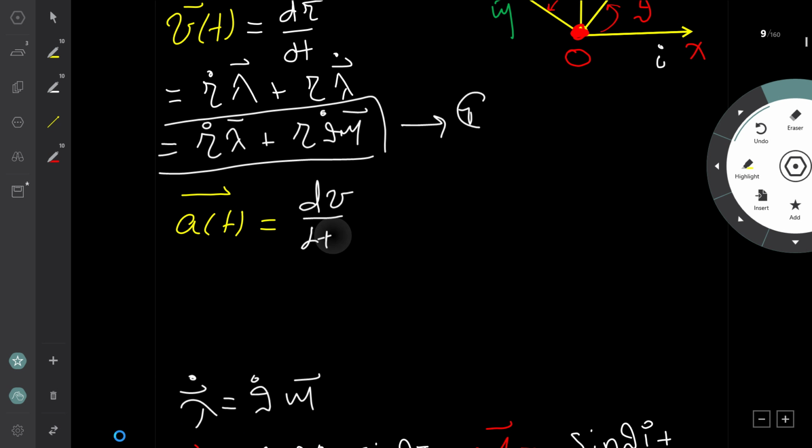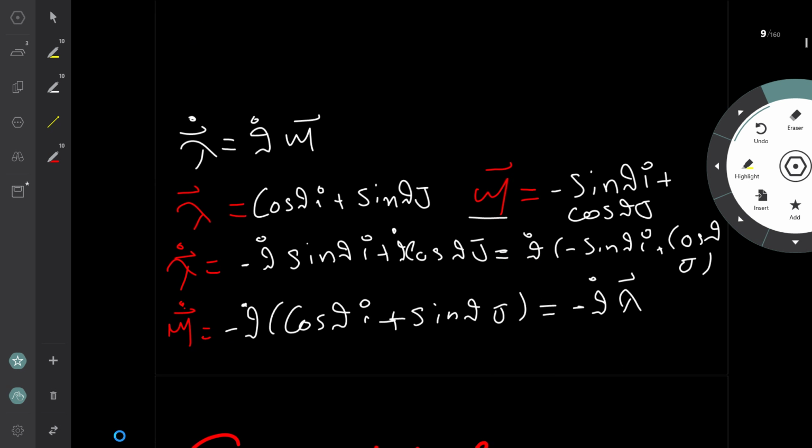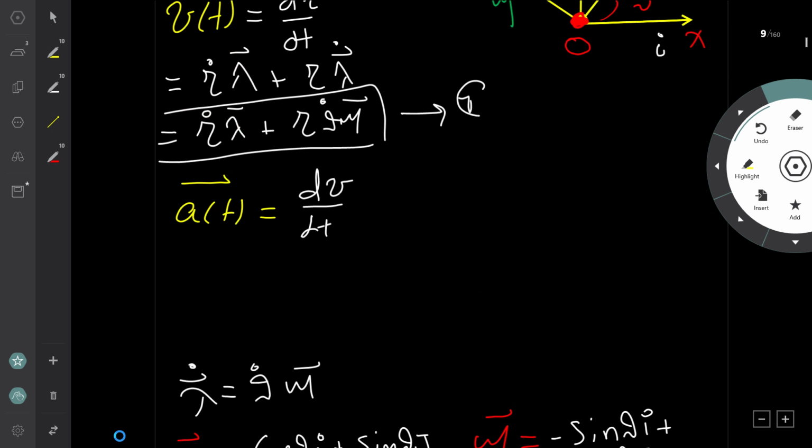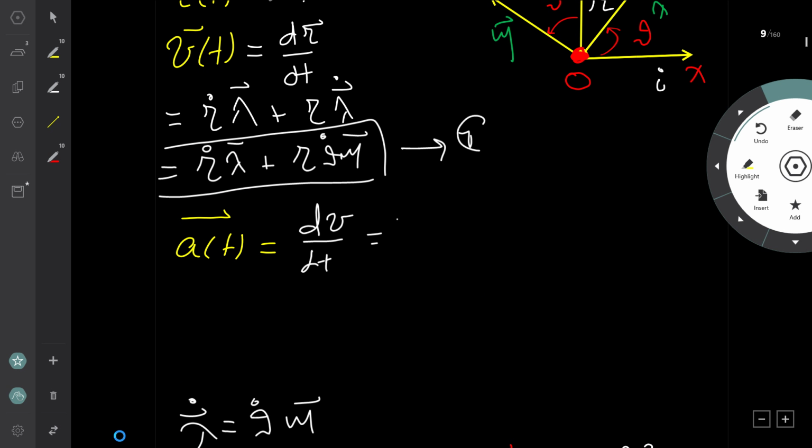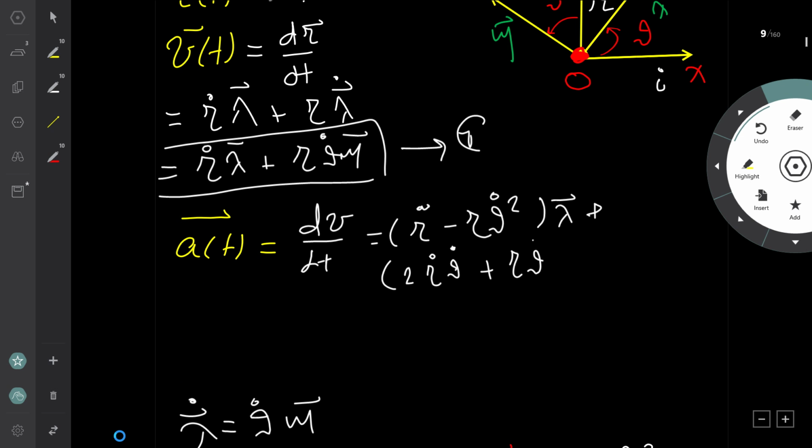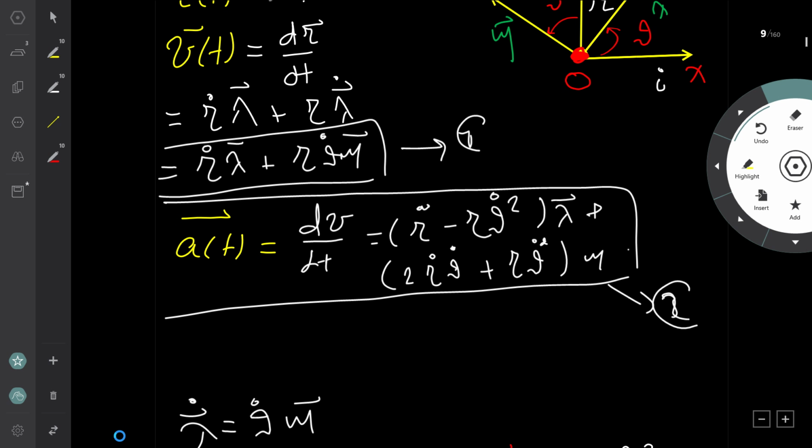Okay, let's go on. In the same way, we have to do the derivative of the velocity, dv over dt. You have understood the method. You have the tools, that is mu dot. So doing this, we get r double dot minus r theta dot squared along lambda plus 2 r dot theta dot plus r theta double dot along mu. And this is our formula for the acceleration in cylindrical coordinates. And this is usually very used in physics.